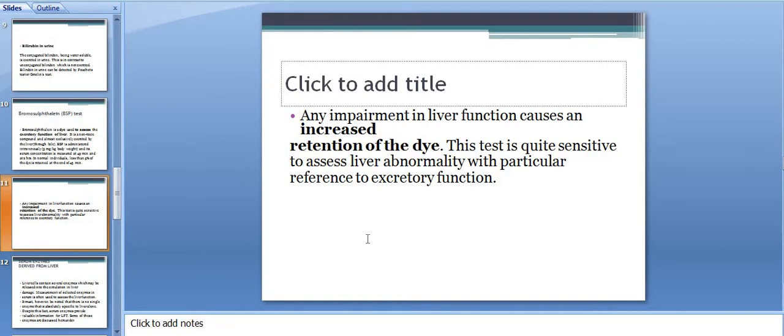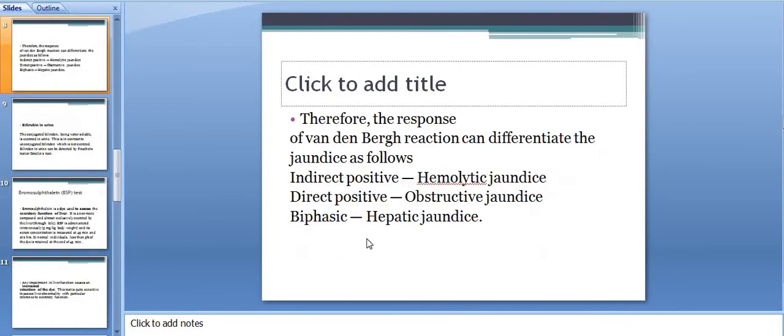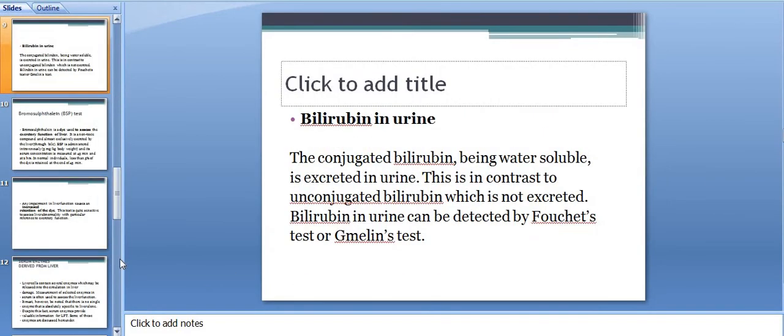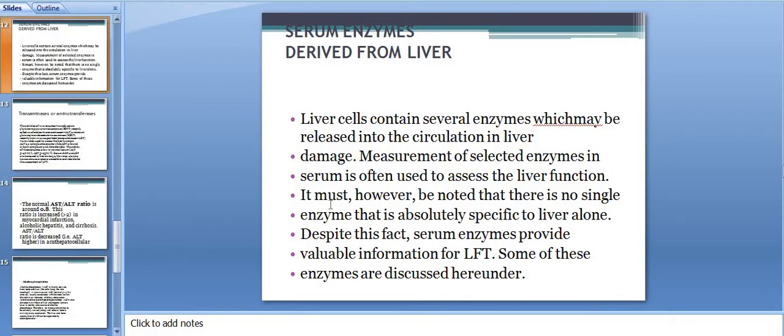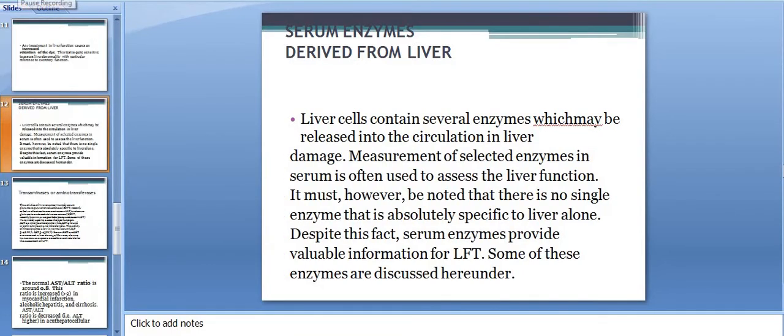Okay, this is the overview of liver function tests. Next, coming to the point, serum enzymes which are derived from the liver. Let us discuss serum enzymes which are derived from the liver. Liver cells contain several enzymes which may be released into the circulation in liver damage.